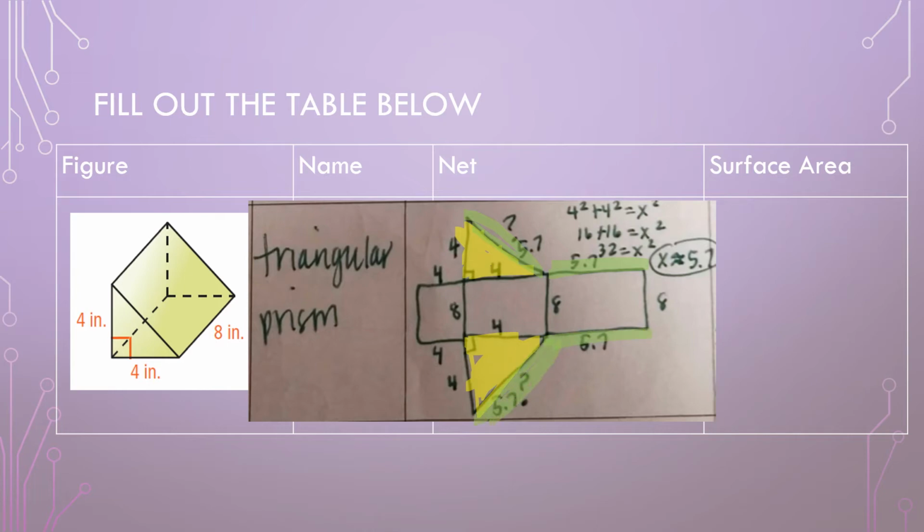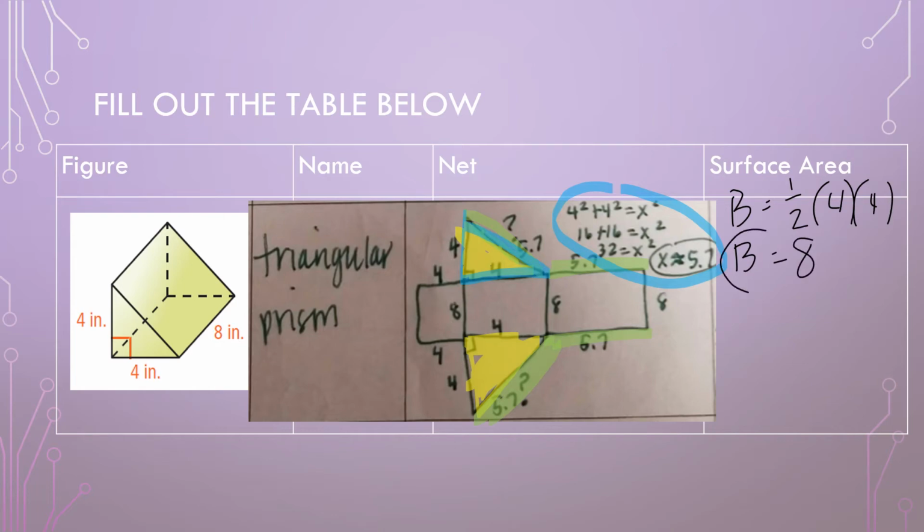So that is why I went ahead and did the Pythagorean theorem here, because we have a right triangle and I need to figure out what the hypotenuse is. Once I did the Pythagorean theorem, I got my hypotenuse was 5.7, and then I can go ahead and do my surface area. The area of the base, B, is 1/2 times base, which is 4, times the height, which is 4. We're not going to use that 5.7 until later. So that would be 8 for my area of one of the bases.